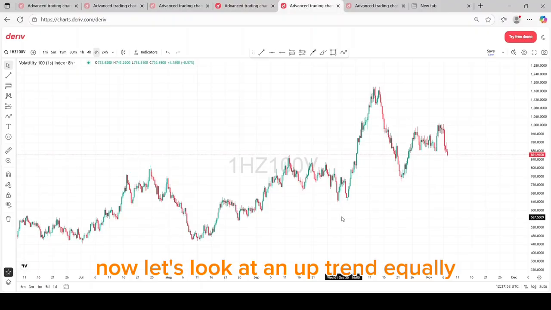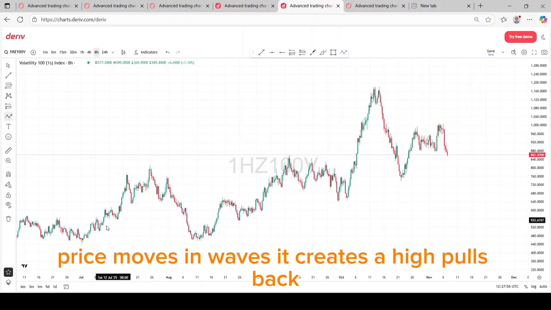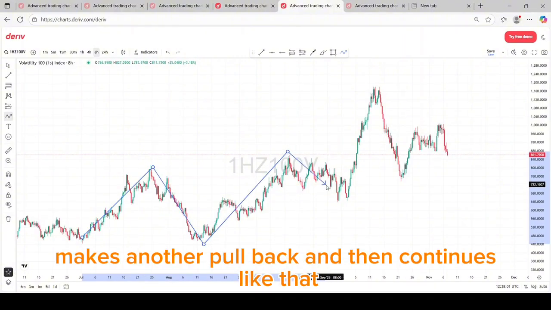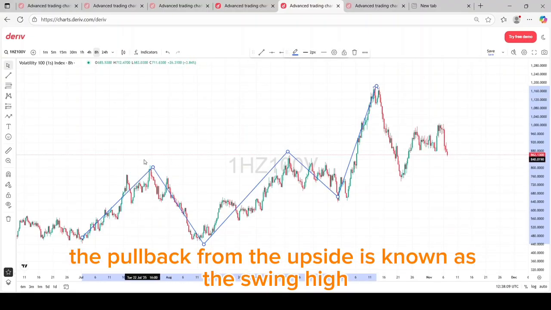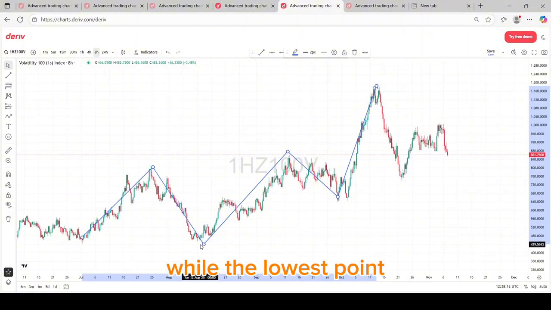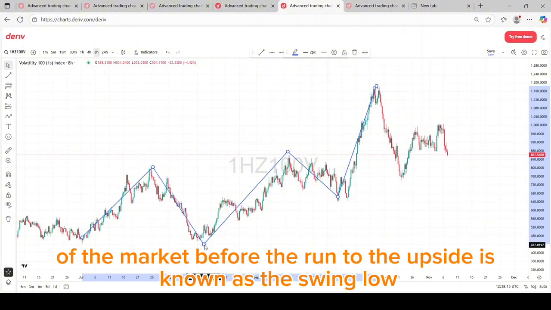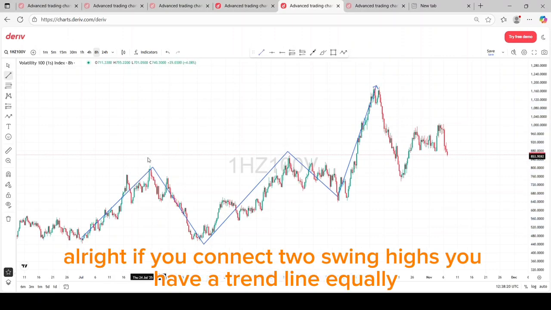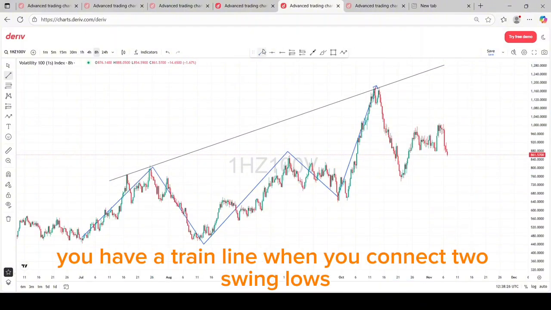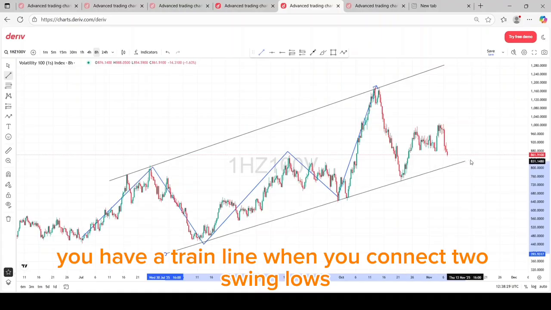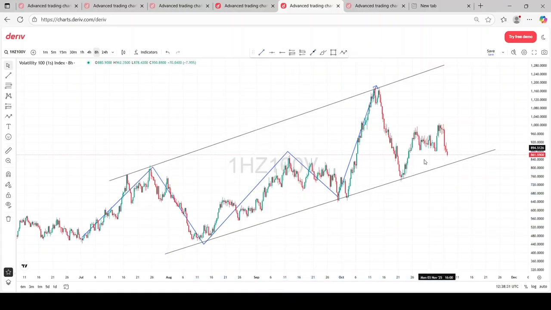Now let's look at an uptrend. Equally, price moves in waves. It creates a high, pulls back, makes another run to the upside, makes another pullback, and then continues like that. The beginning of the pullback from the upside is known as the swing high, while the lowest point of the market before the run to the upside is known as the swing low. If you connect two swing highs, you have a trend line. Equally, you have a trend line when you connect two swing lows.